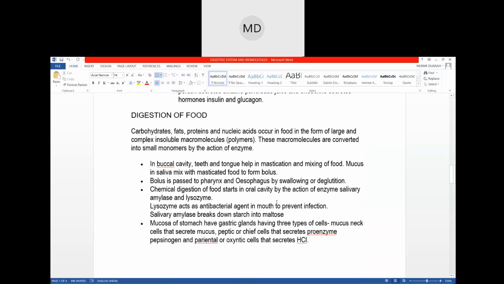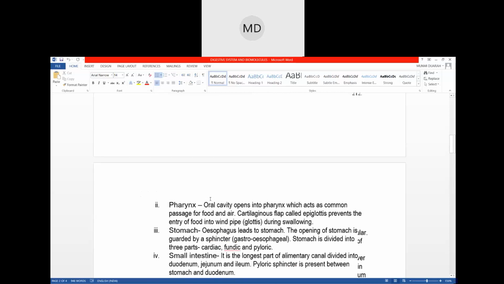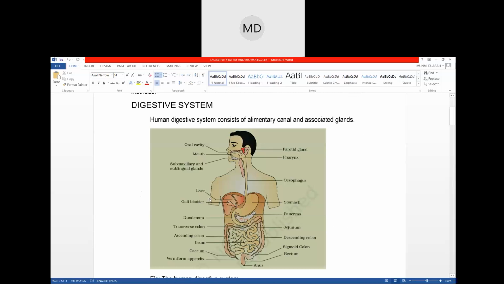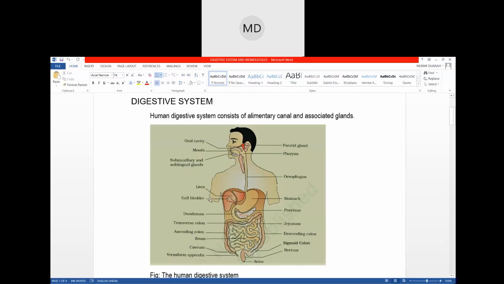Let me show you the enzymes. One is salivary amylase and one is lysozyme. These two enzymes are present in the saliva, and what are the functions of these two enzymes? The salivary amylase converts starch into maltose. Let me give an example: when you eat plain white rice, nothing with it, just the rice, and chew it for some time, you get a sweetness, but normally the rice is not sweet, right? You have not added any sugar to it.